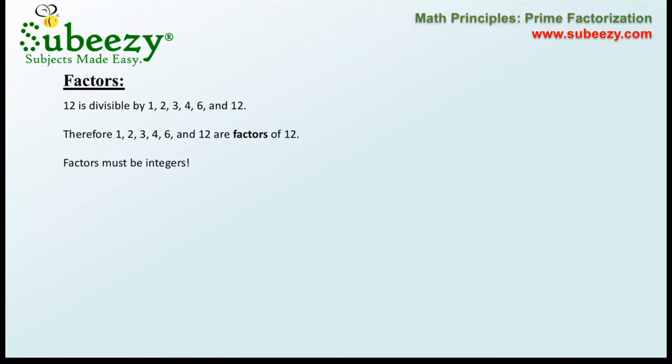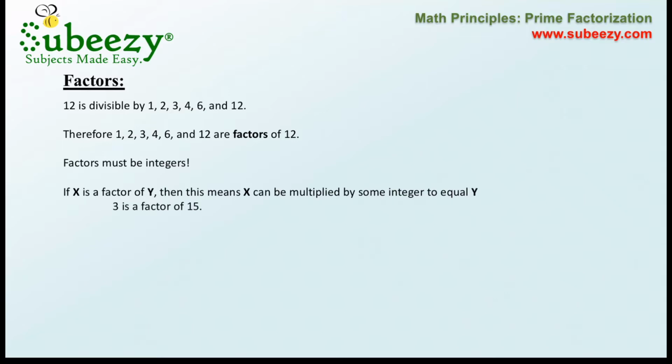Factors must be integers. If x is a factor of y, then this means that x can be multiplied by some integer to equal y. For example, 3 is a factor of 15. If we multiply 3 by the integer 5, we get 15. And note that 1 is a factor of every integer.